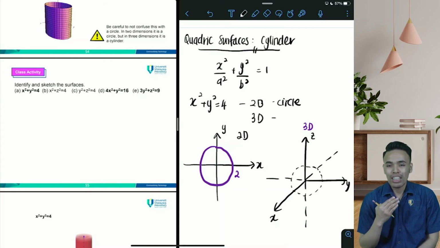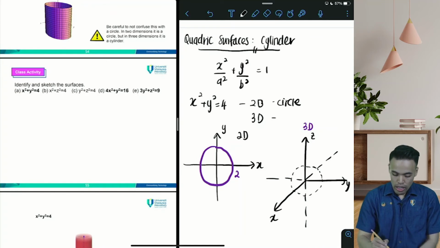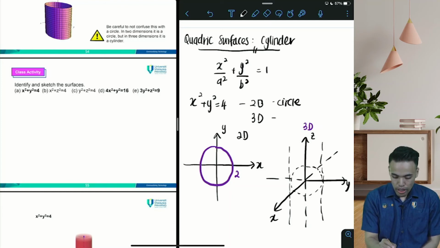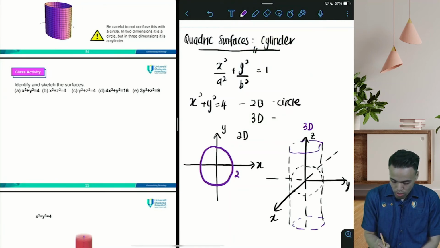According to our understanding, if this happens, we can say that our surface in the three-dimensional coordinate system will be traced along the missing variable, which means that the missing variable can be any value. So in this case, you will see that it will be traced along variable z. And then I will end up having this dotted line, where this dotted line is parallel to the missing variable z. And then I will end up with this type of cylinder.